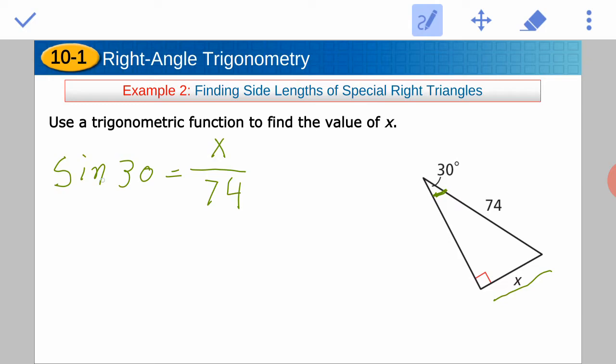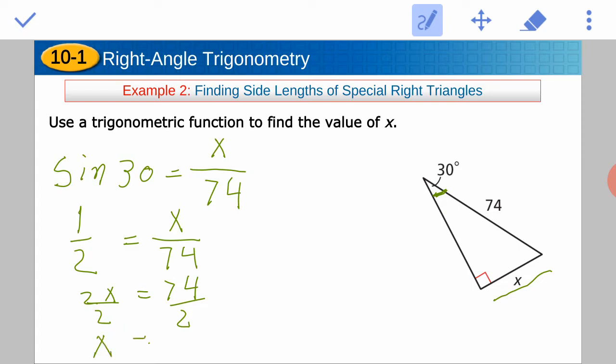Now sine 30, if you memorize it, is equal to half. Substitute sine 30, the trigonometric ratio, so one half is equal to x over 74. Now we can perform cross multiplication in order to find the value of that side. So 2x equals 74. If you divide both sides by 2, you will get the value of x.